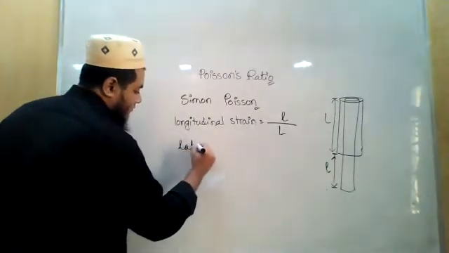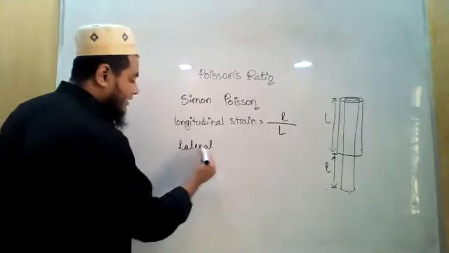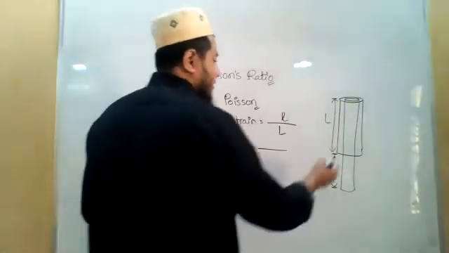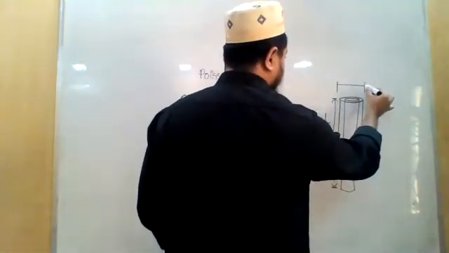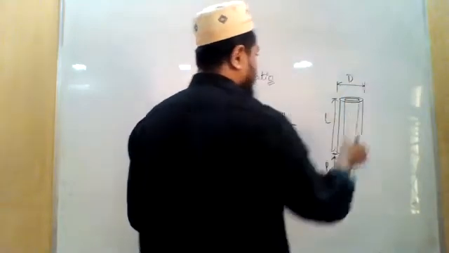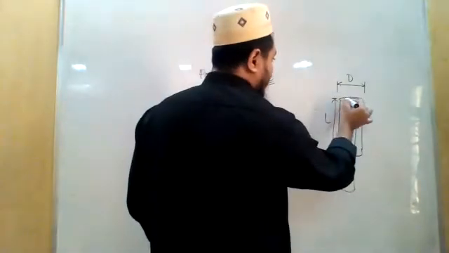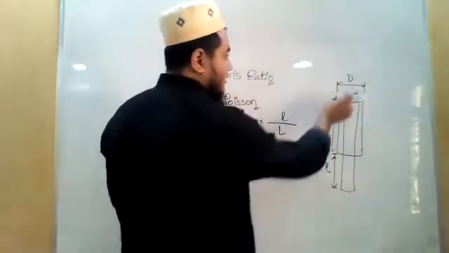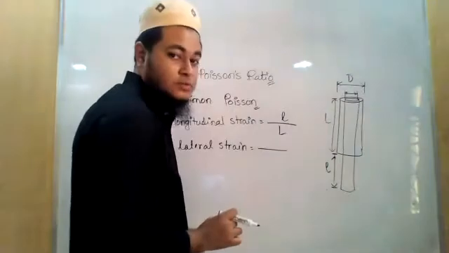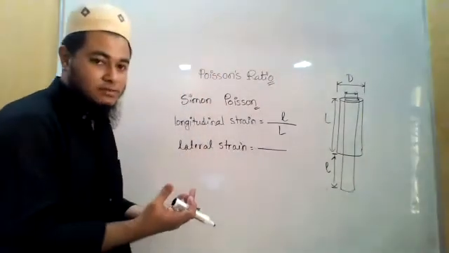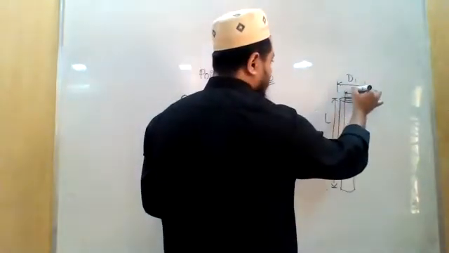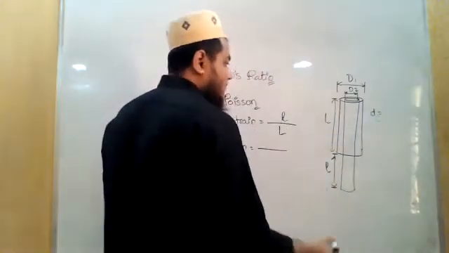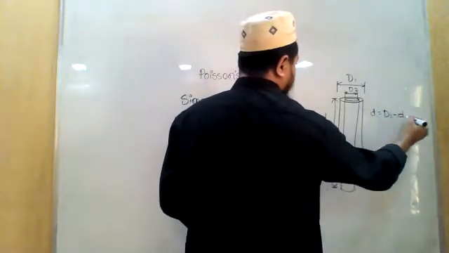Then we want to introduce the lateral strain. That is the change of diameter. Let us say this is the initial diameter, represented by capital D, and then we have the changed diameter. What is the amount of change in diameter? The bigger one minus the smaller one will give us the change in diameter. Let us say this one is D1, this one is D2. Let us represent the change by small d. Then it will be D1 minus D2.